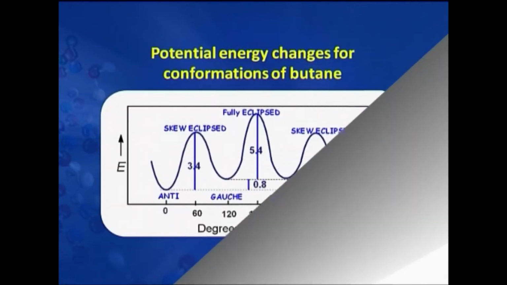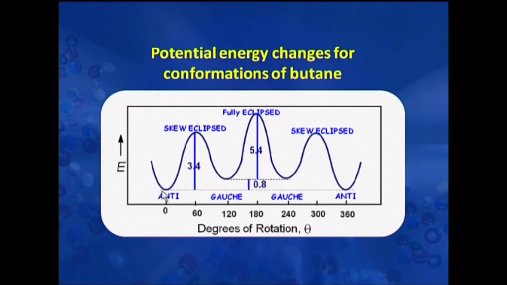We see their energy diagrams, we find that anti is the most stable, then after that we get skew eclipsed or partially eclipsed, which is less stable, then gauche is more stable than skew, but slightly less stable than anti, and then we have fully eclipsed, that is the least stable, and following the same order ultimately we reach the anti conformation after a rotation of 360 degrees.